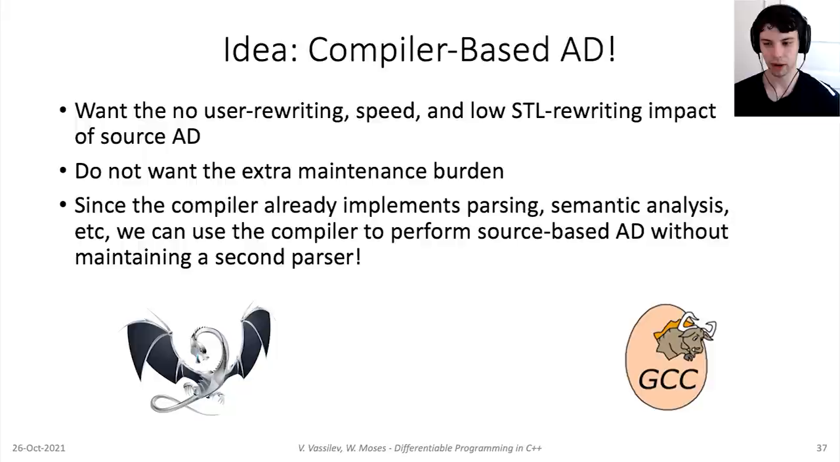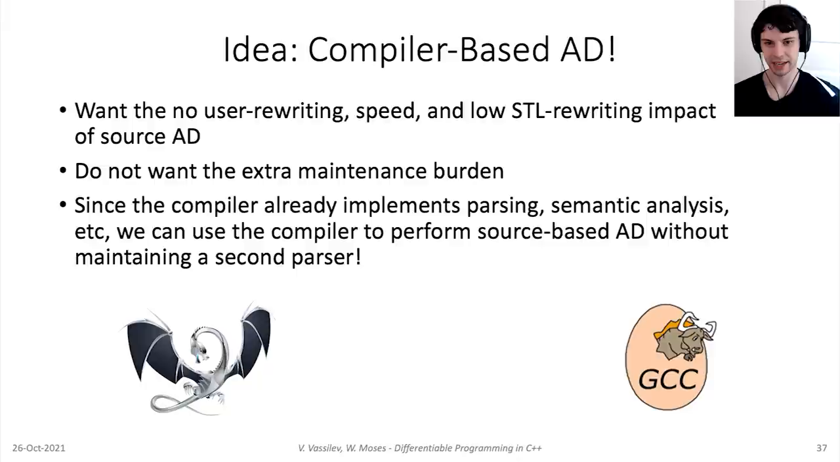Specifically, we also really don't want that extra maintenance burden, because if we want to be able to have something that's usable by everyone, it means that we need to be able to say you don't have to rewrite every single line of C++, either because it uses a library where someone else can use, or because you want to yourself differentiate it. So the key idea here is, since the compiler already implements a lot of these utilities that are used by the source rewriting AD, such as parsing and semantic analysis, what if we instead built automatic differentiation into the compiler itself, so then we can automatically keep up with all these changes without having to separately maintain a distinct parser?